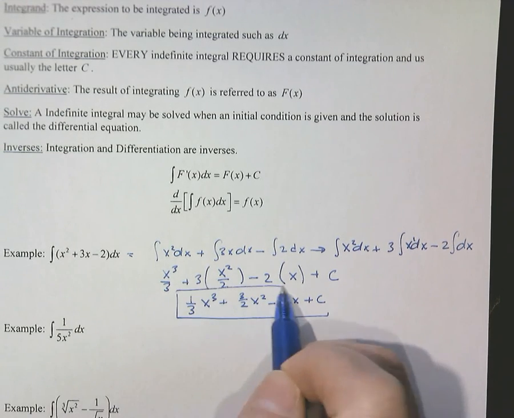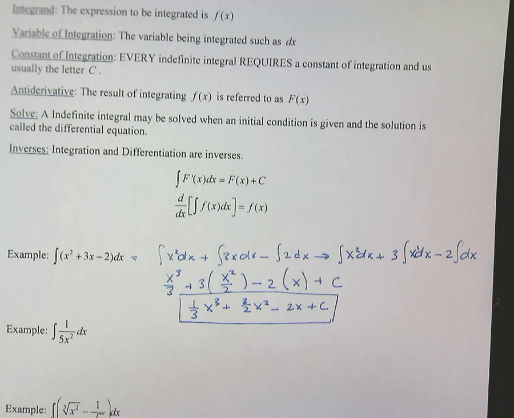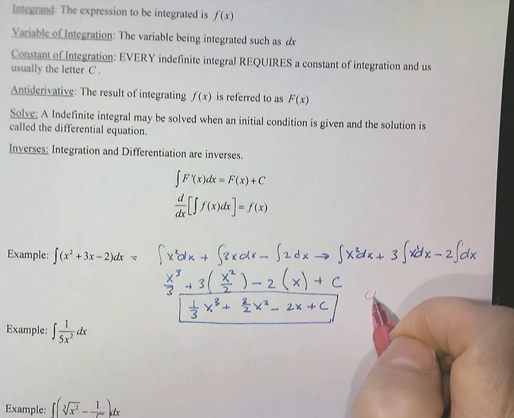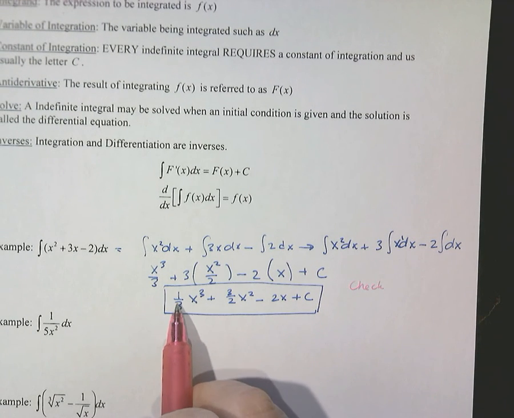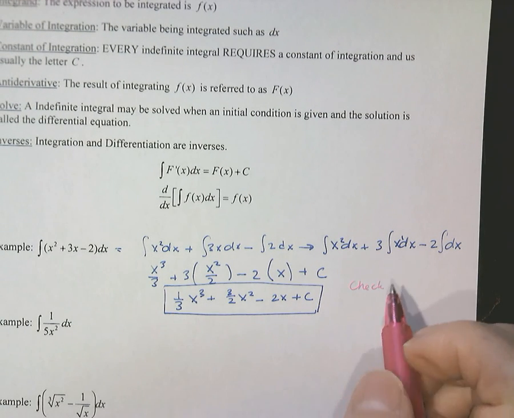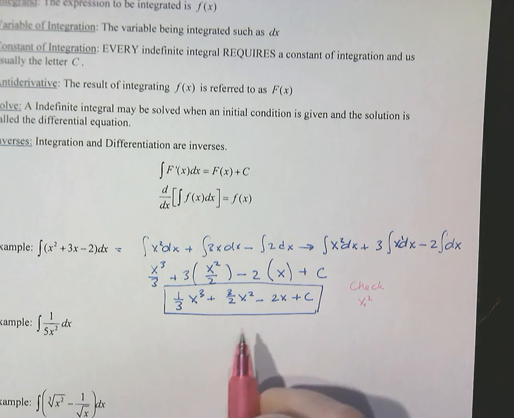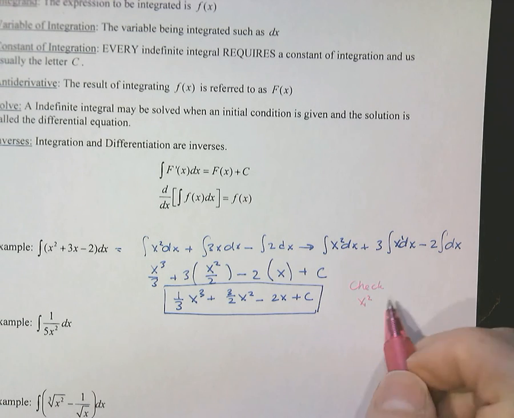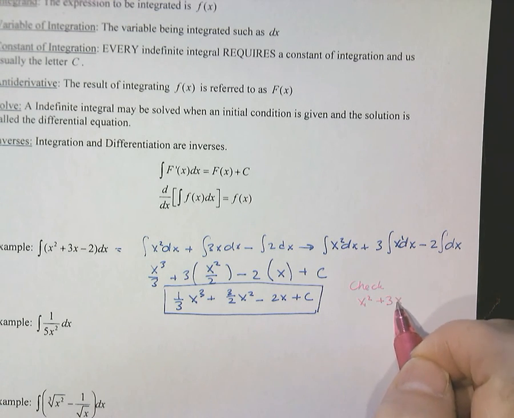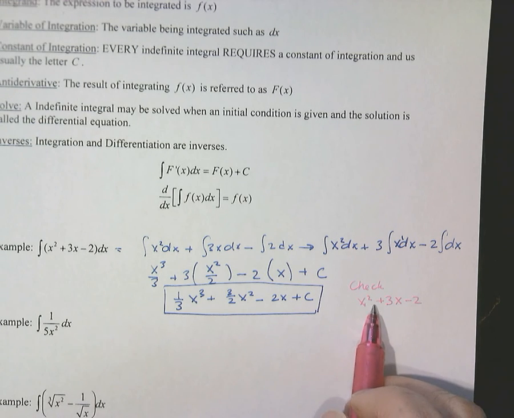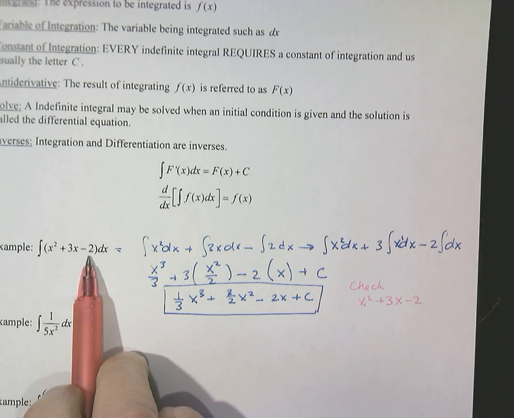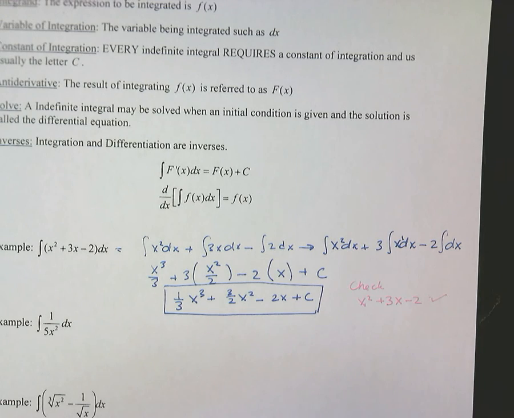And I can check that by differentiating, and I really recommend it because it's very easy to make a simple mistake. So when I check, 3 times 1/3 is 1, so I'm going to have x squared. 2 multiplied by 3 halves is 3, and then minus 2. And I check that against what I started with in my integral, and that's good. So that checks.